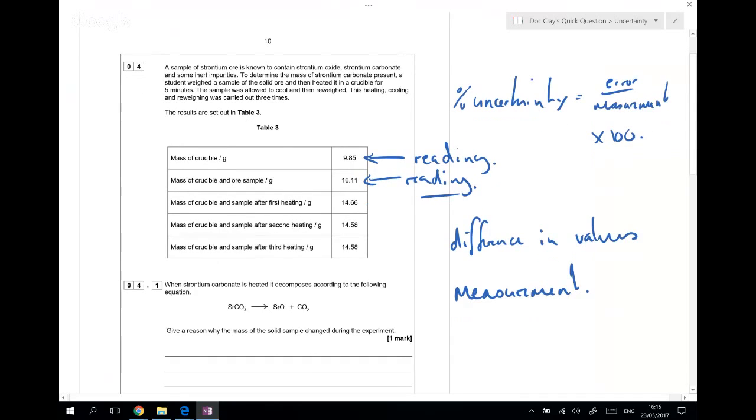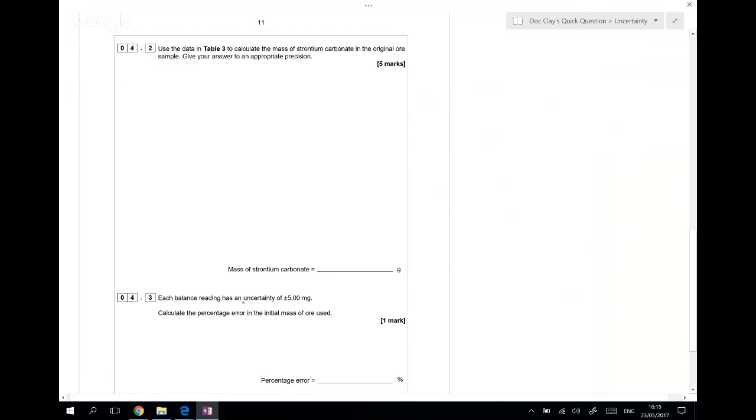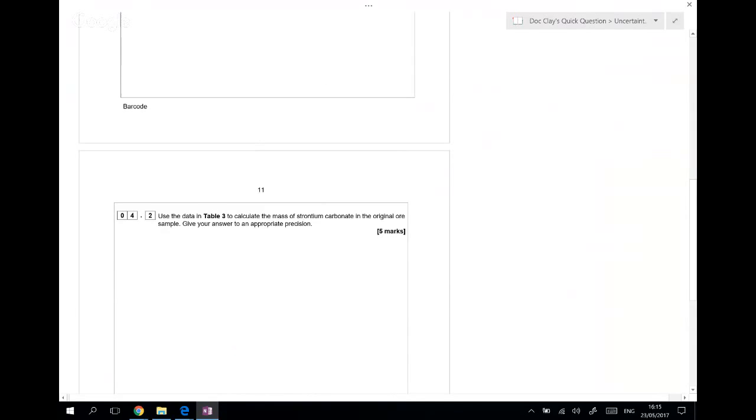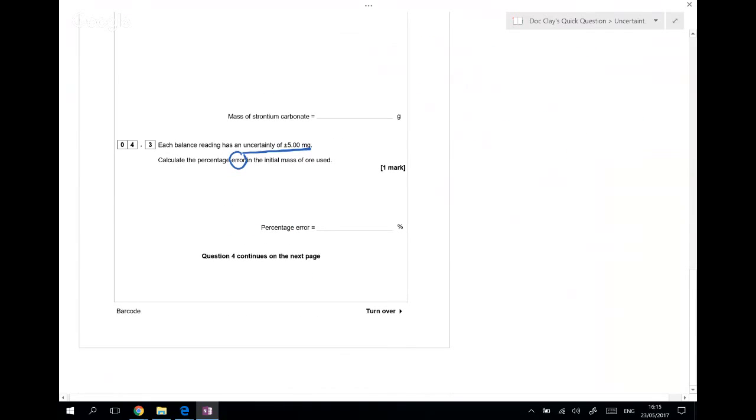So when we come through to the question later on, it says each balance reading has an uncertainty of plus or minus 5 milligram. Calculate the percentage error in, and actually this should say the percentage uncertainty. This is a specimen paper, so it won't have gone through lots of iterative revisions. In the initial mass of the ore used, we calculate by a difference between 16.11 and 9.85. We've done this in a previous example. So 16.11 minus 9.85 is equal to the mass of the ore.